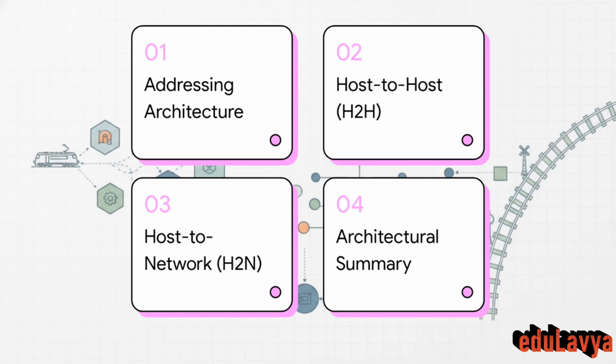Here's our agenda for today. First, we'll look at the overarching FRMCS addressing architecture. Second, we're diving into host-to-host routes. Third, host-to-network tunnels. And finally, we'll wrap it all up with an architectural summary. All right, let's jump right in.